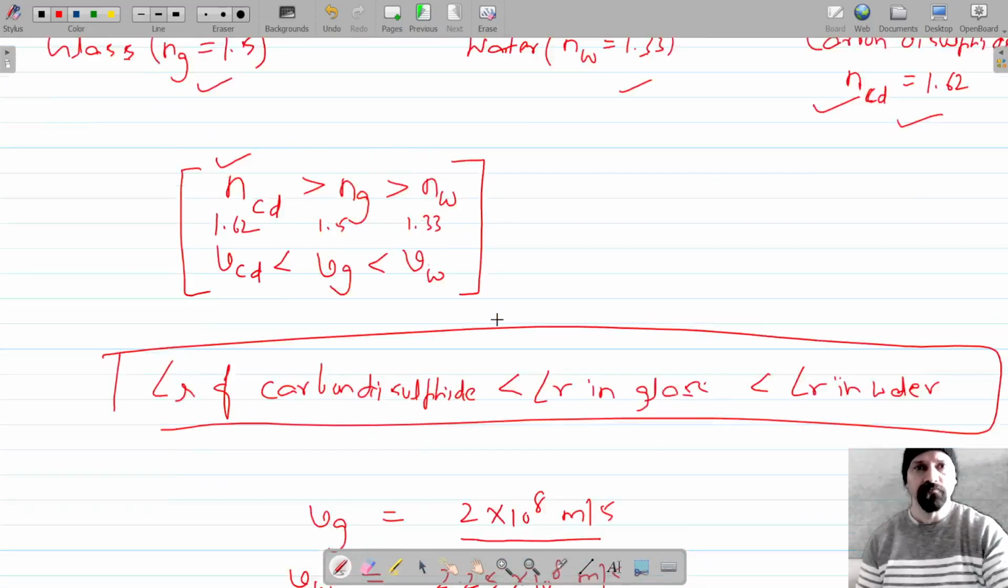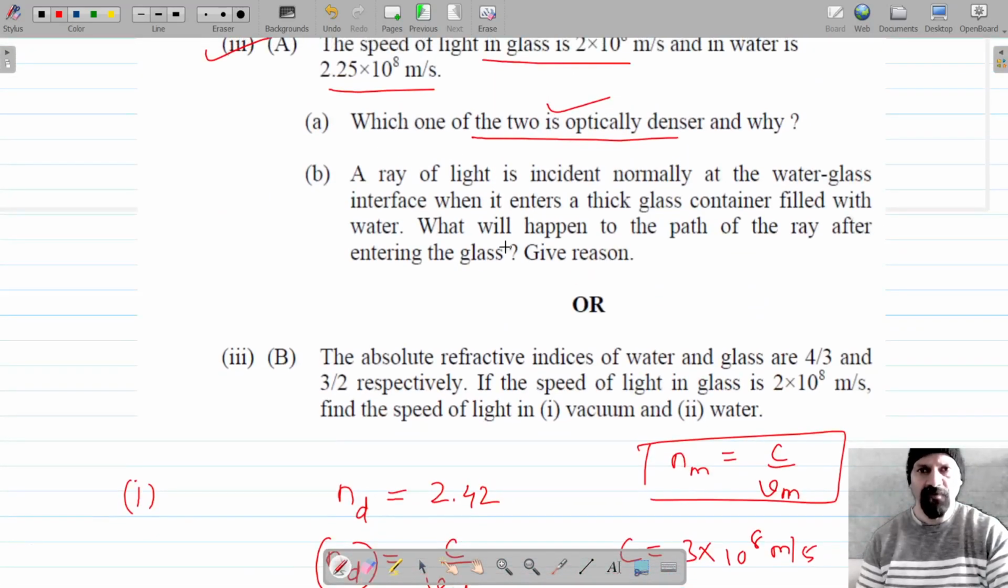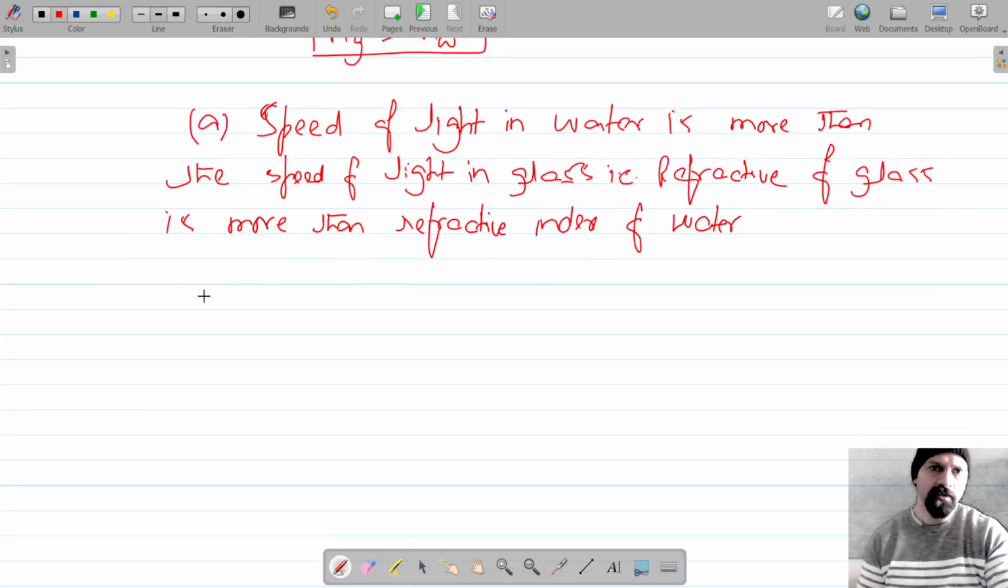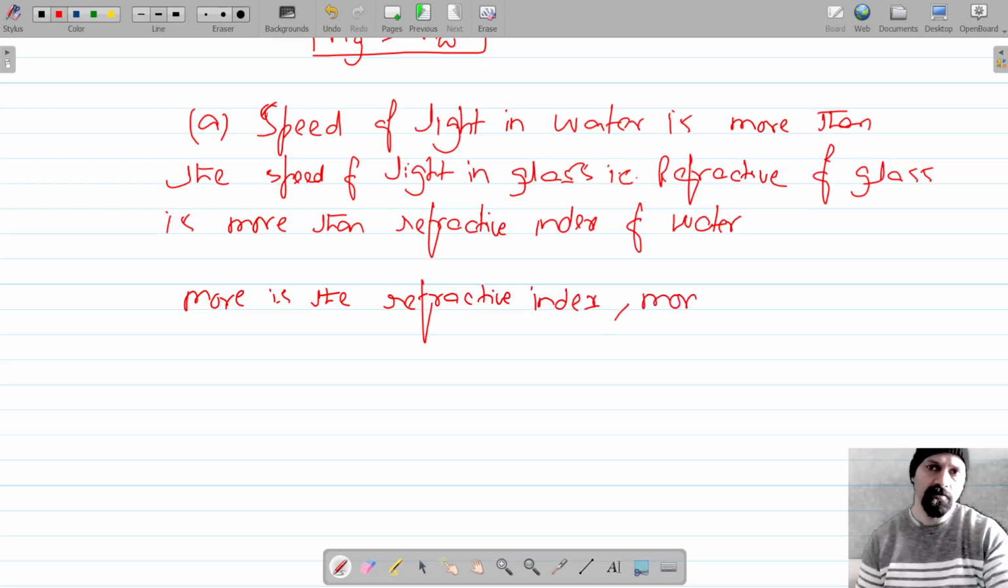Now, for the next question, which of the two is optically denser? We can say that glass is optically denser. The more the refractive index, the more optically denser is the medium.